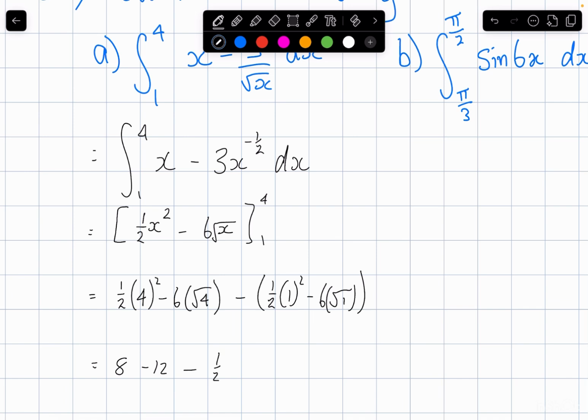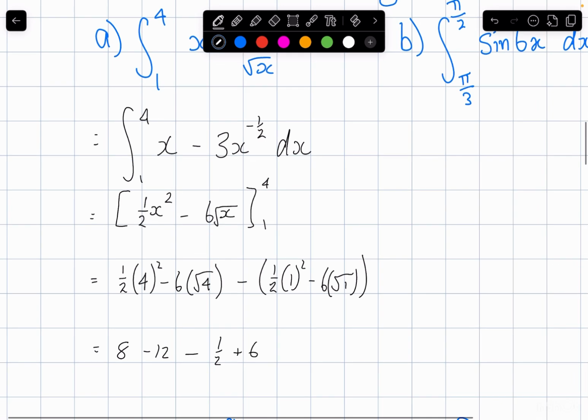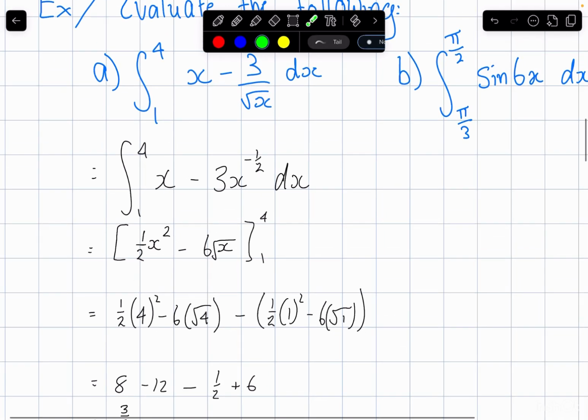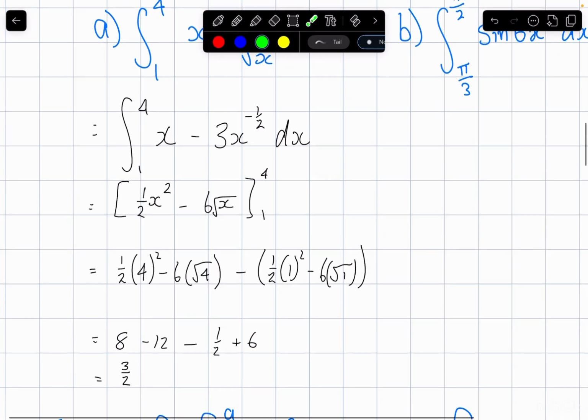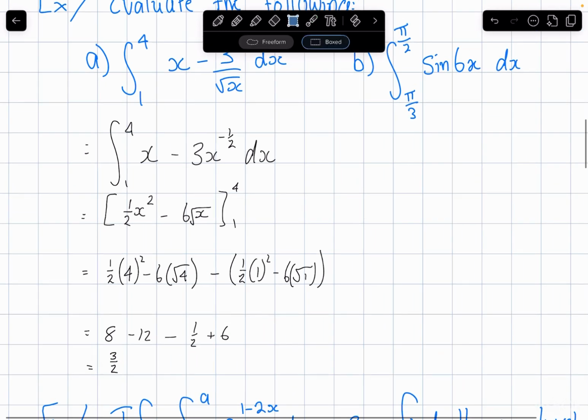Minus and minus is plus, so plus 6. Now 8 take 12 is negative 4, plus 6 is 2. 2 take a half is 1.5, which is 3 over 2. So we've finally got our result. So the integral from 1 to 4 of x take 3 on root x is just 3 over 2.